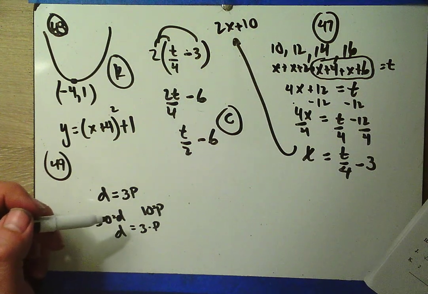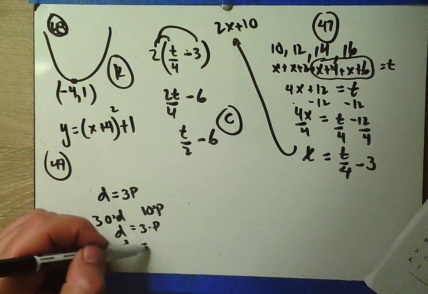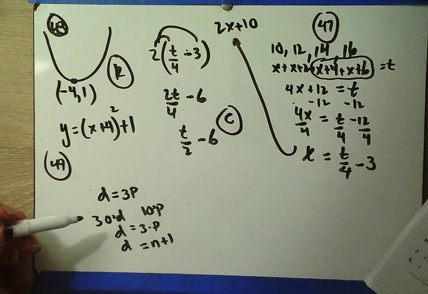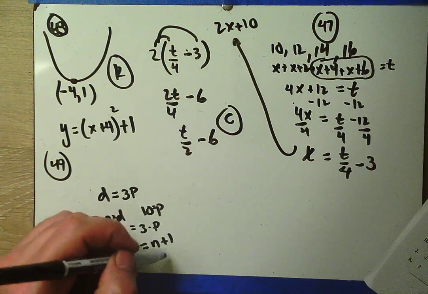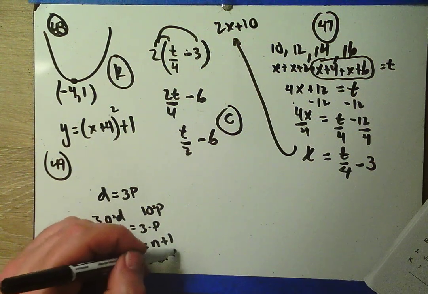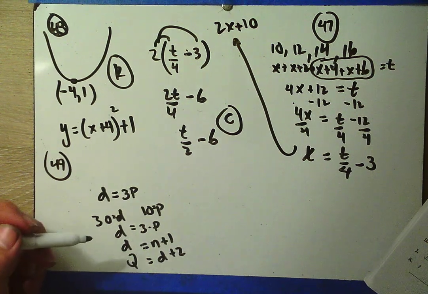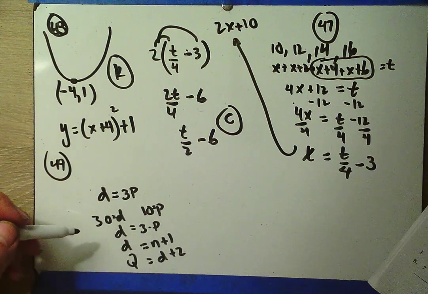1 more dime than the number of nickels. The number of dimes is 1 more than the number of nickels. Nickels plus 1. What else do we know? 2 more quarters than dimes. The number of quarters is dimes plus 2. Okay, and of course, D is the number of dimes.